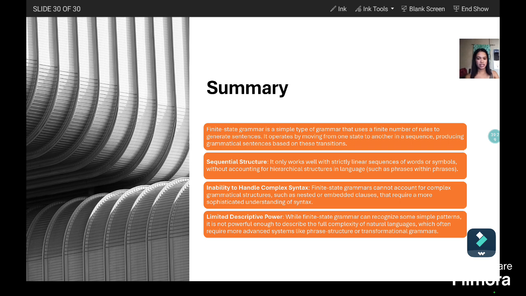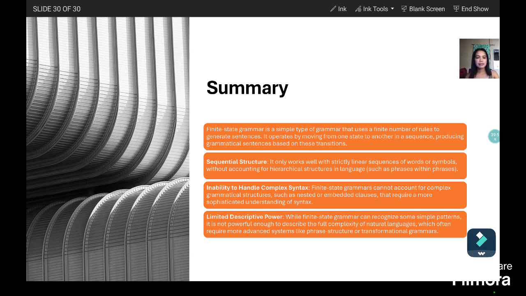First, sequential structure. It only works well with strictly linear sequences of words or symbols, without accounting for hierarchical structures in English, such as phrases within phrases. Second is the inability to handle complex syntax. Finite state grammar cannot account for complex grammatical structures such as nested or embedded clauses that require a more sophisticated understanding of syntax.